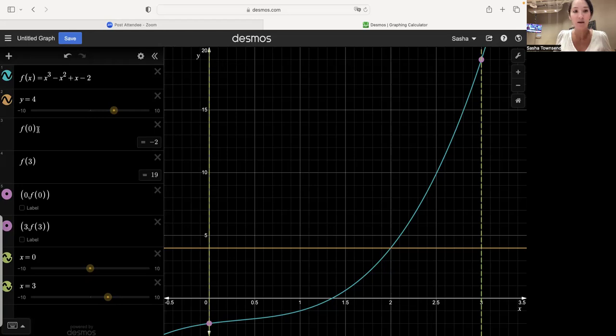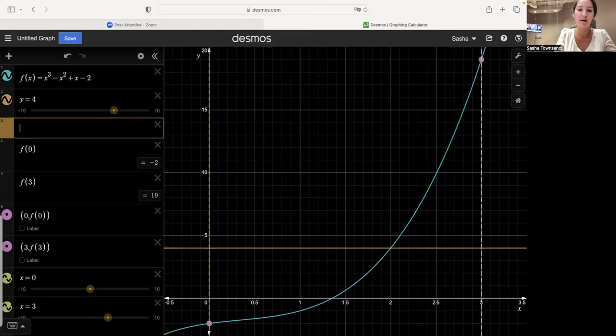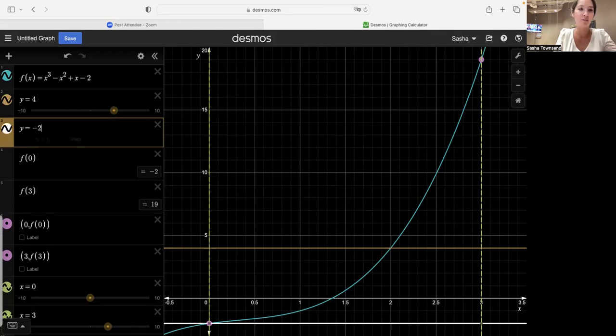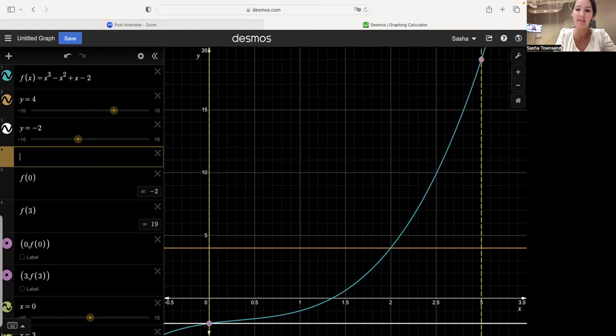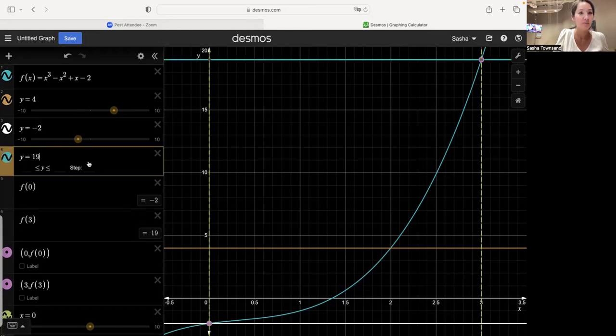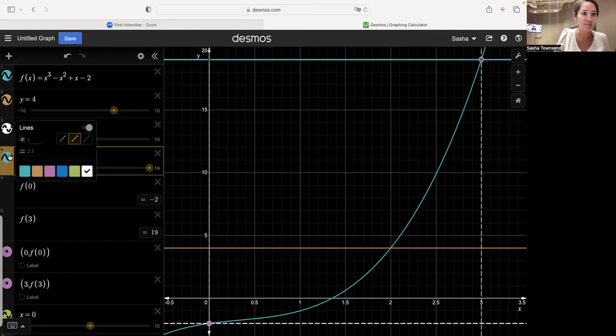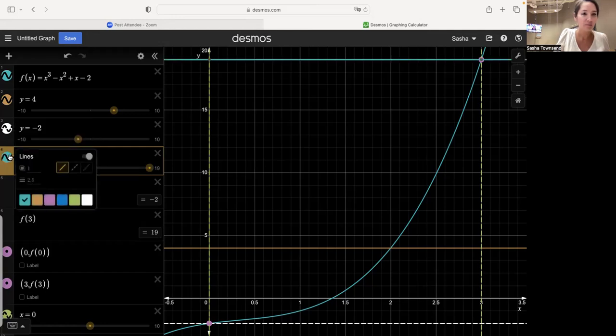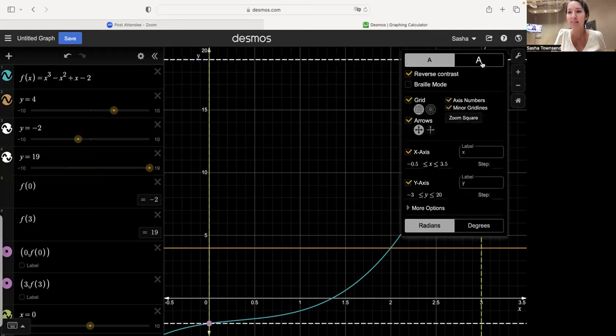We did that on paper as well. We know that when x equals 0, y is equal to -2. And when x equals 3, y is equal to 19. And we know that y equals 4 is in between that -2 and that 19. If we want, I guess we could also graph y equals -2 and y equals 19. So basically, I'm just saying that my function is between those two horizontal lines.